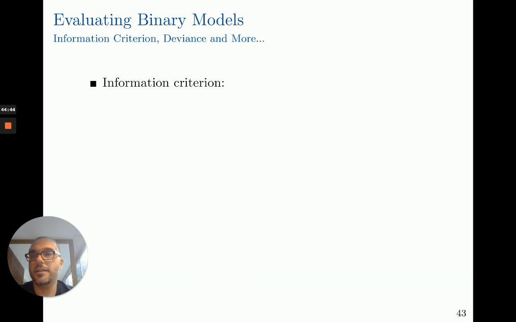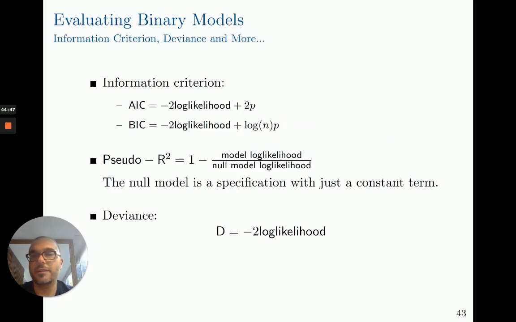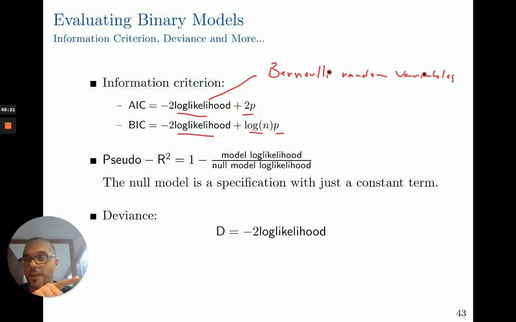Other ways to evaluate is to just look at the information criteria. Minus 2 the log likelihood plus 2p will be the AIC, minus 2 the log likelihood plus log n times p will be the BIC. One important thing, this is for the Bernoulli random variables, right? Don't look at the likelihood of a linear regression where we assume Gaussianity.